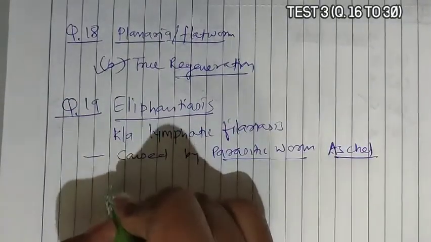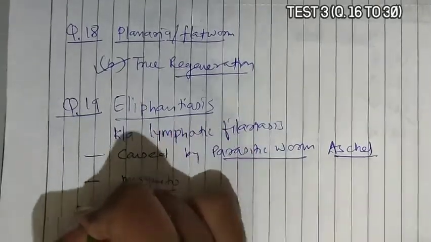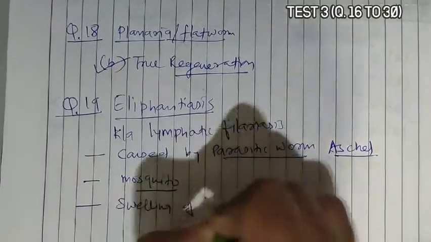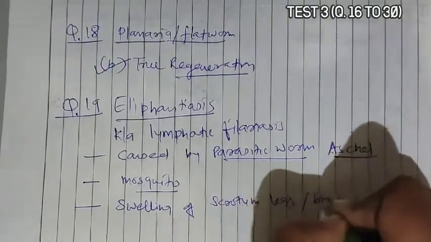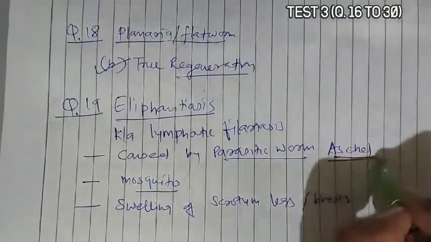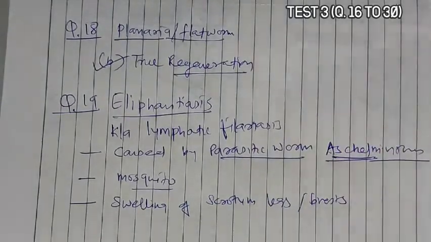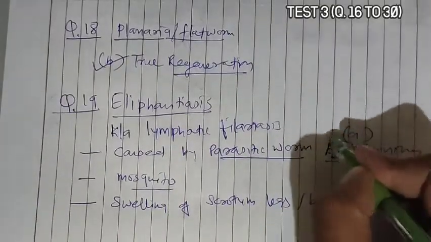Now it is spread from person to person through the mosquito, and in elephantiasis there occurs a swelling of the scrotum, legs or breasts. So aschelminths are the ones who are responsible for this. So the correct answer is A, that is aschelminths.